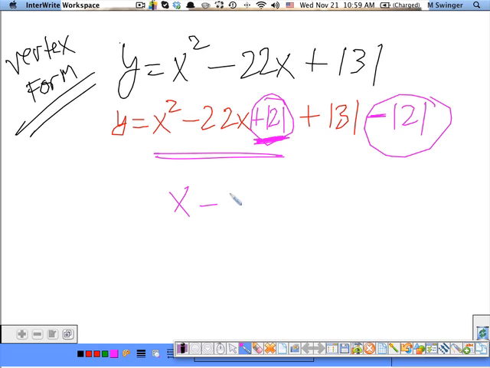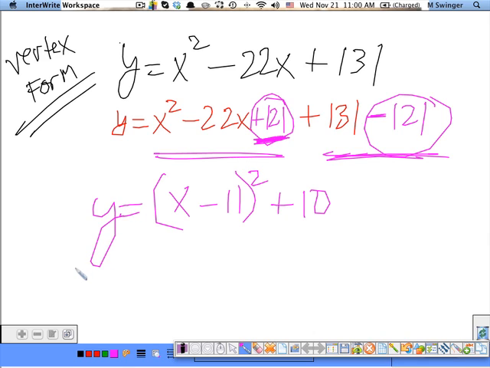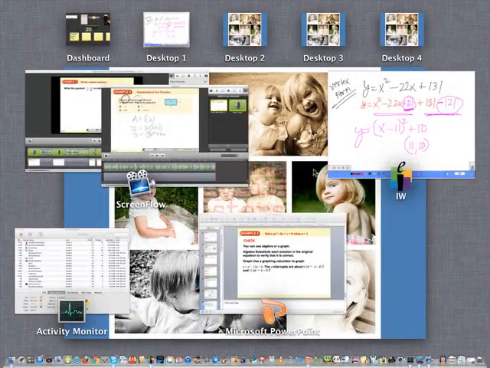X minus 11 squared. And then these next two, plus 10 equals y. Look how quick that was. What is the minimum? Quicker than typing in a calculator, I guarantee you. Don't rely on the calculator. Let it help you, but don't rely on it. So your vertex is 11, 10, which means 10 is your minimum right there. Done. Let's get to the hard one, which isn't too bad.